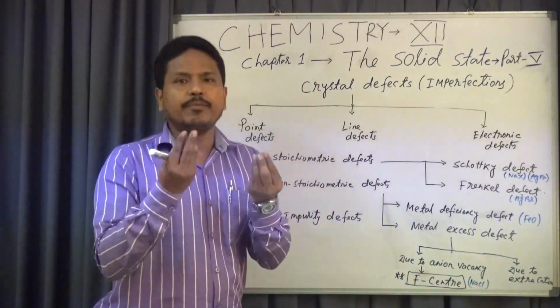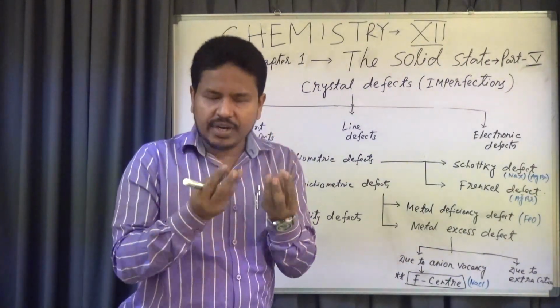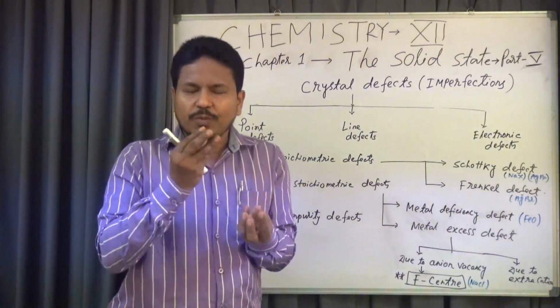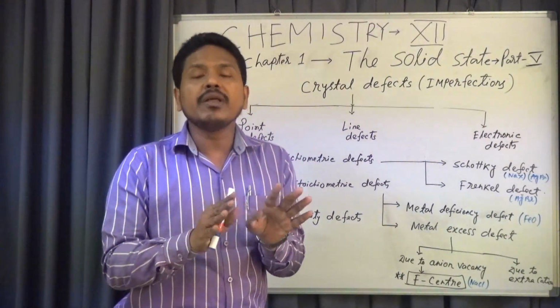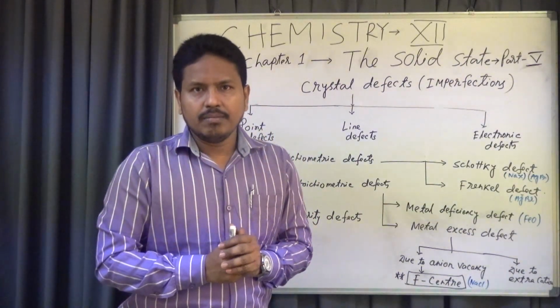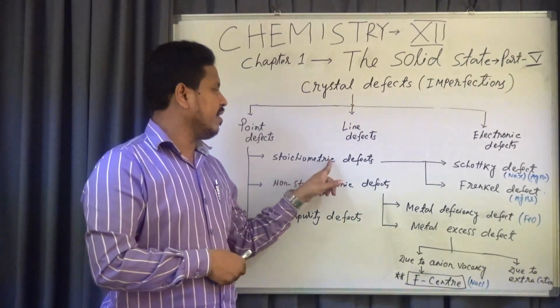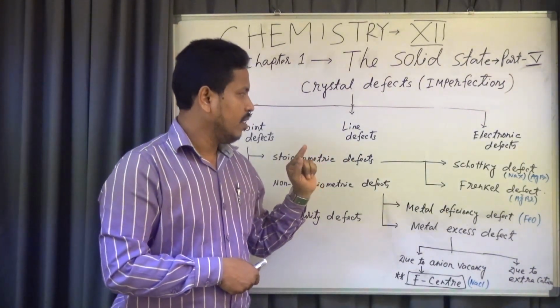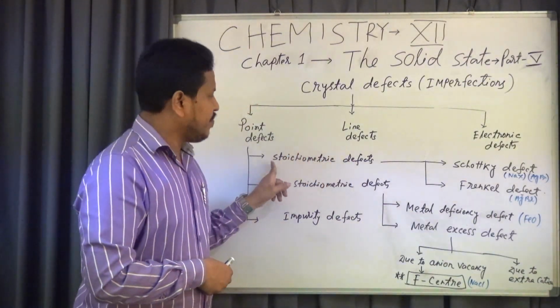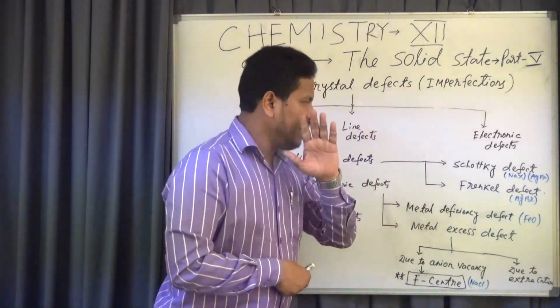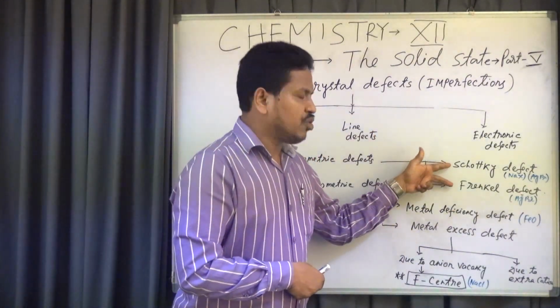Let there be 2 types of atoms, A and B, in a definite ratio. The ratio of the atoms A and B will remain unchanged. The defect arises, but the stoichiometry is unchanged. That is called a stoichiometric defect. Stoichiometric defects are of 2 types. In ionic solids, there are 2 types of stoichiometric defect.